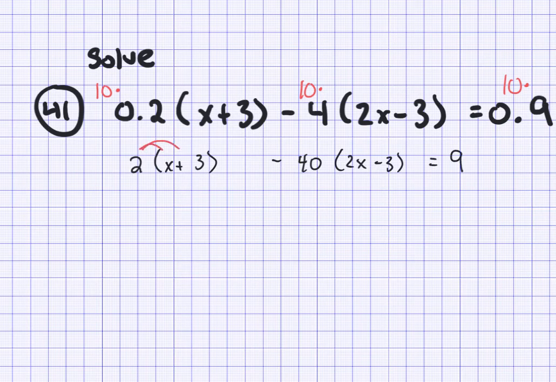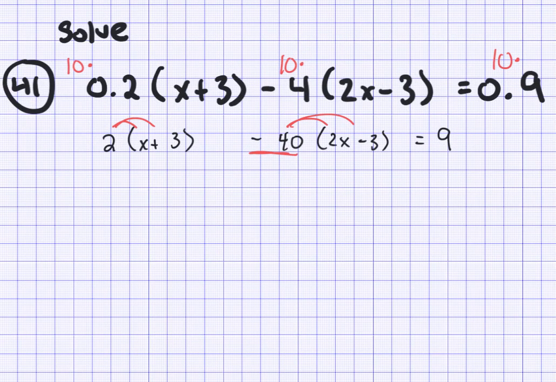Now, if I distribute these two, including the negative right there, then we have a much simpler problem because we don't have our decimals to manage. So I get 2x plus 6 minus 80x minus 120. Now, notice I've made a mistake. Let's just double check. This negative times this negative is positive, so I've got to change that. So that's a positive, equals 9.